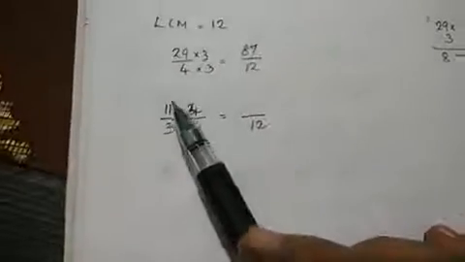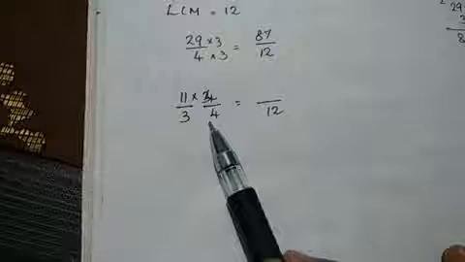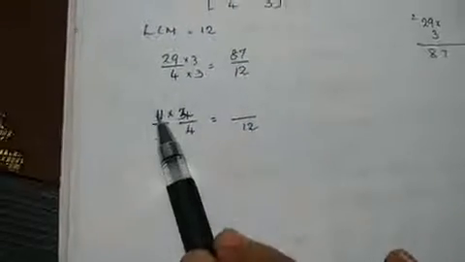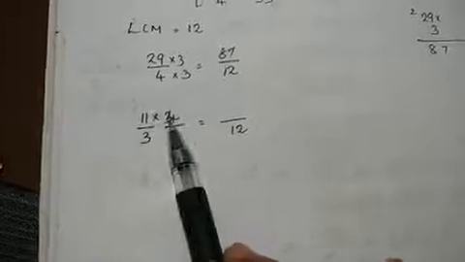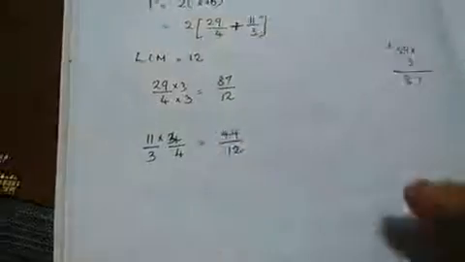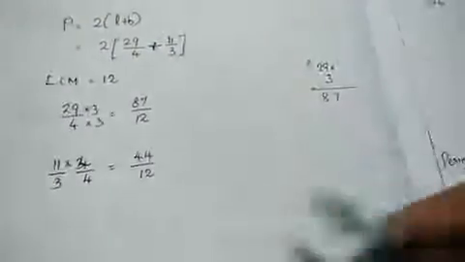Our next fraction is 11 by 3. 3 multiplied with the 4, you will get 12. Then numerator also multiply with the 4. So 4 into 11, 44. Now come to the perimeter.